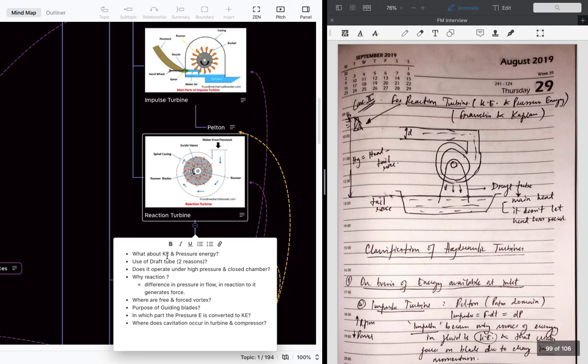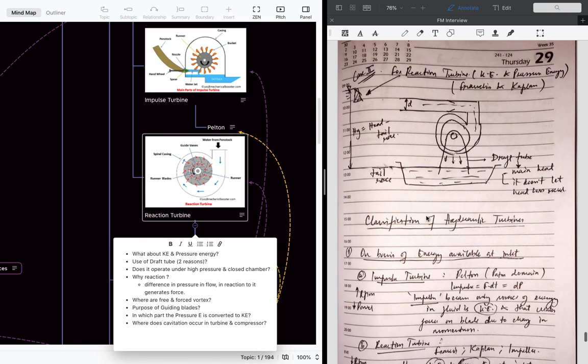What about the kinetic energy, pressure energy that happens inside this turbine? Uses of draft tubes, we will see that. And does it operate under high pressure or closed chamber? Why reaction? Why is it called reaction? The difference in pressure in the flow, in reaction, generates force. We will see that. We'll discuss it. Where are free and forced vortices applied? Purpose of guide plates. In which part is the pressure energy converted to kinetic energy? Where does cavitation occur in the turbine or compressor?